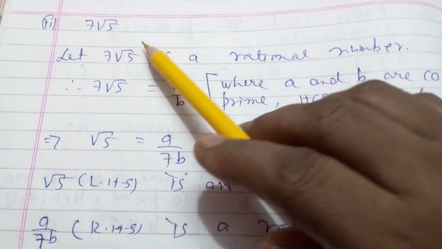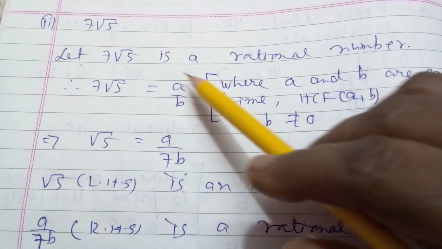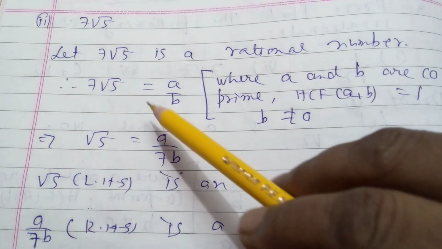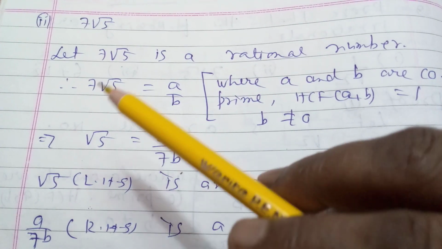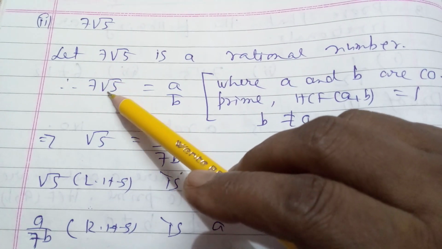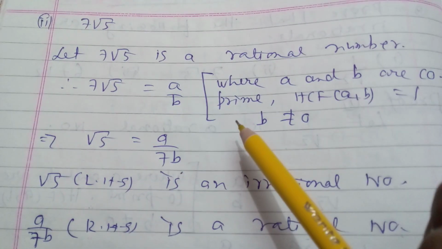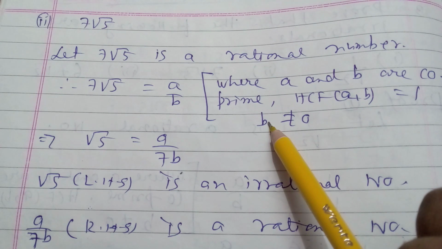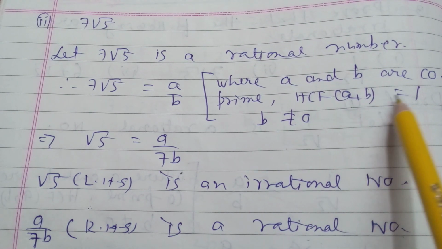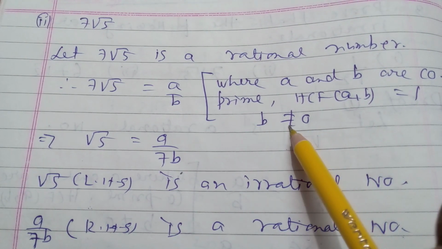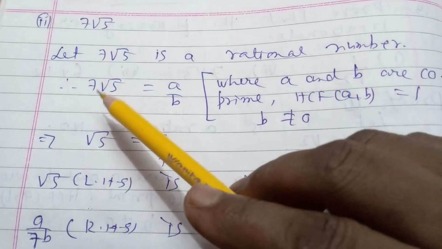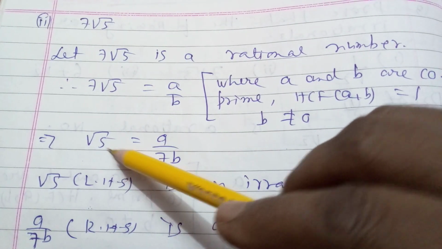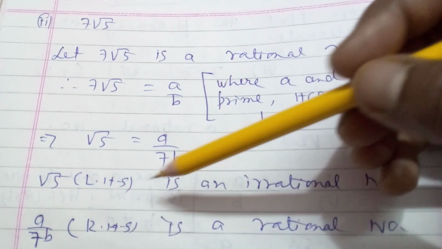Now again, 7 root 5. This is in the product form. Let 7 root 5 be a rational number. All the maths are of the same type. You look at all the questions. 7 root 5 equals a by b, where a and b are co-prime and HCF of a and b equals 1 and b not equal to 0. So remove 7 at first. Root 5 equals a by 7b.